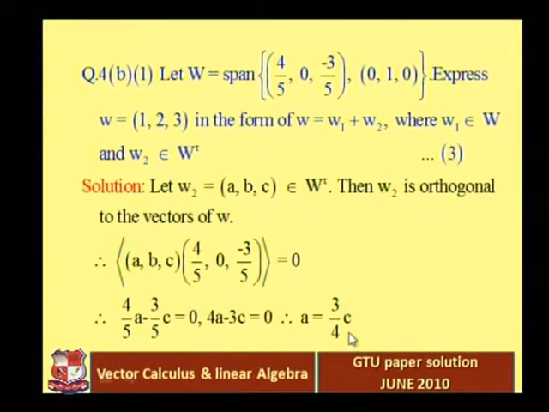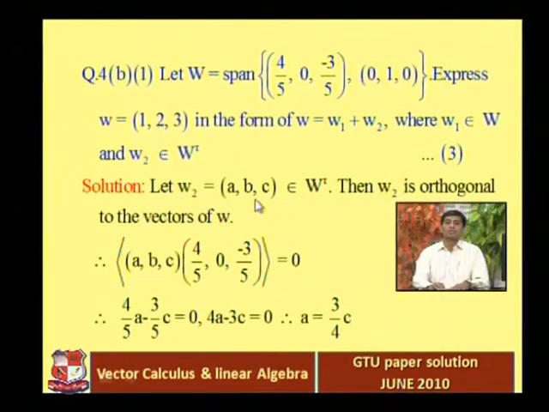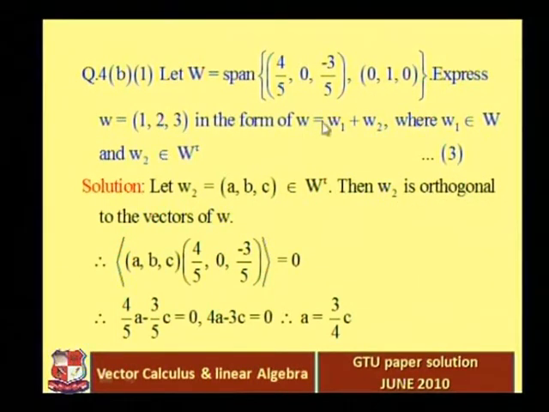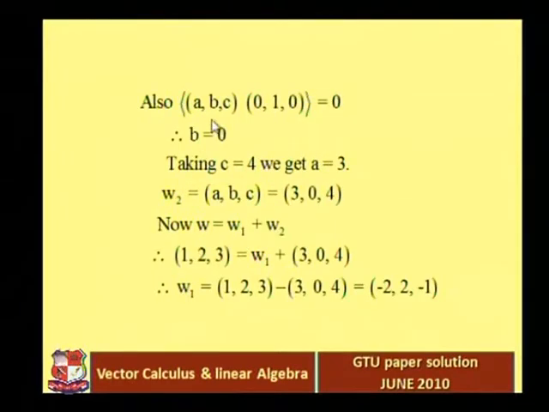So from this equation you get a is equal to 3c/4. Now this vector (a, b, c) belongs to the orthogonal complement of W, so the inner product of (a, b, c) with (0, 1, 0) is also 0. From this inner product you get the second equation: a into 0 plus b into 1 plus c into 0 is equal to 0, so b is equal to 0.